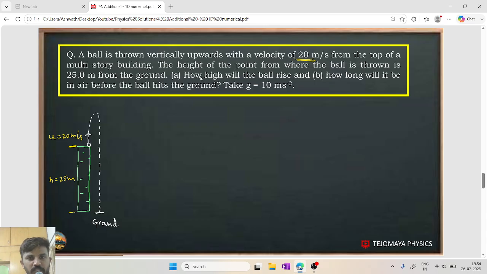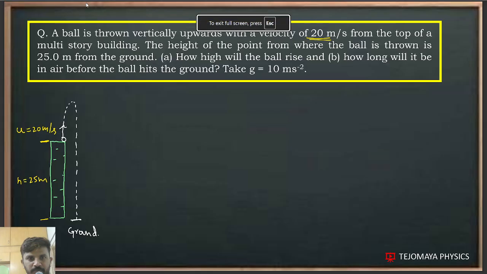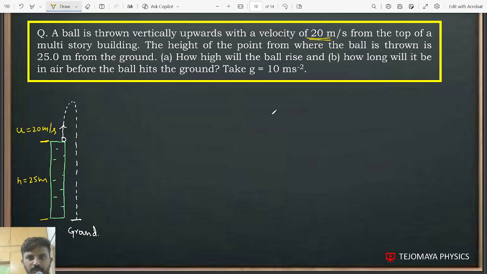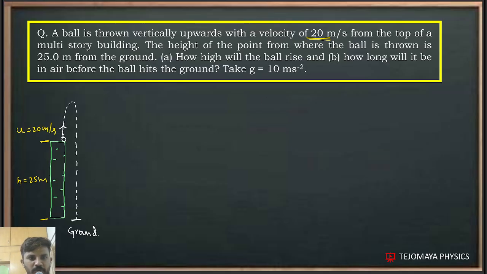The first question is, how high will the ball rise? Maybe from the top of the building or from the ground you can also calculate. So let's consider from the top of the building, how high will it rise? That is given by h is equal to ut minus half at square. We can use this formula.